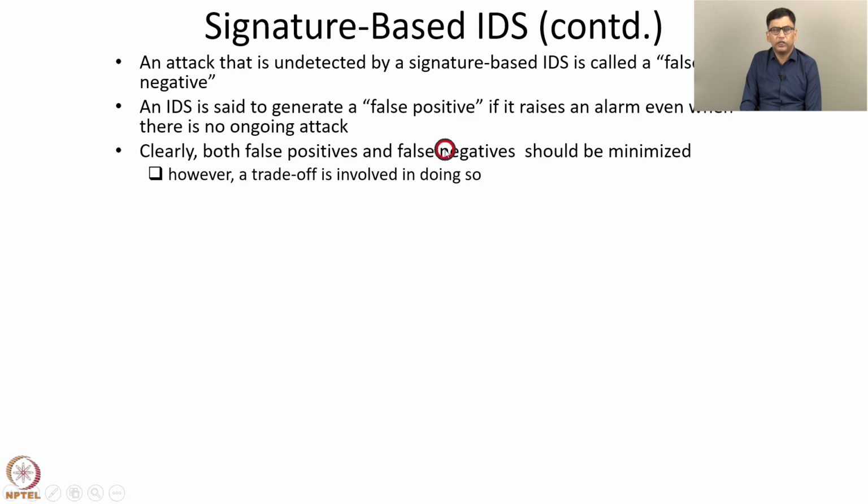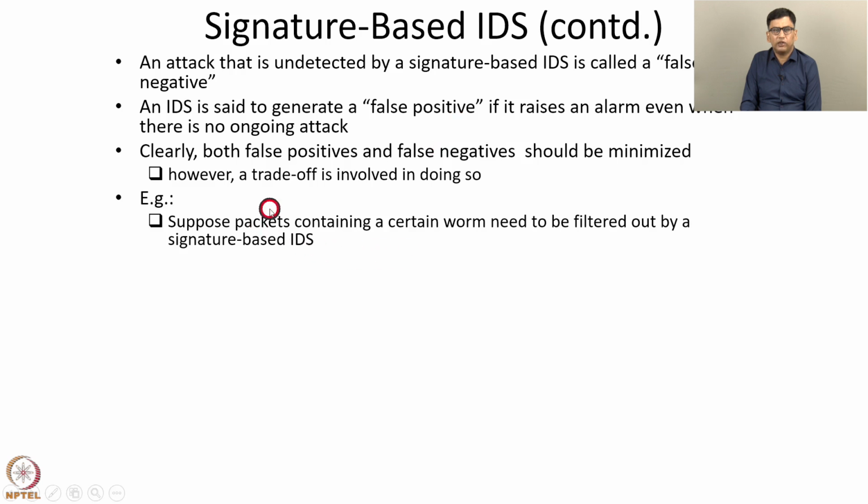But there is a trade-off in doing this. If we reduce false positives, then typically that is at the expense of increased false negatives and vice versa. So here's an example. Suppose packets containing a certain worm need to be filtered out by a signature-based IDS.